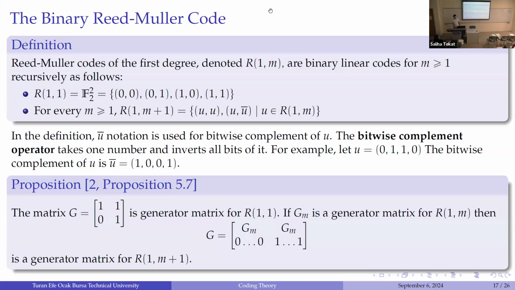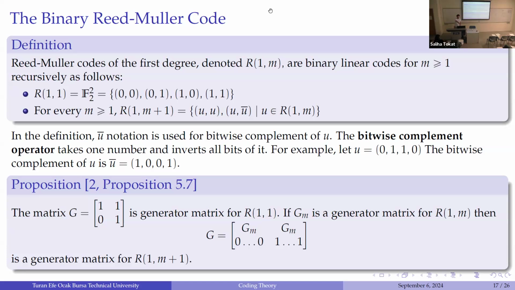Now I give the definition of the binary Reed-Muller code. The binary Reed-Muller code is an important family of codes. Reed-Muller codes of first degree, denoted by R(1,m), are binary linear codes for m at least 1, defined as follows. This set is F2 to the power 2. And we have a recursive definition here, for m greater than or equal to 1, R(1,m+1). We define the set this way.